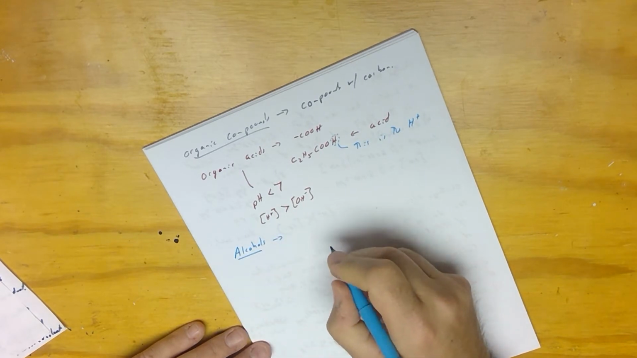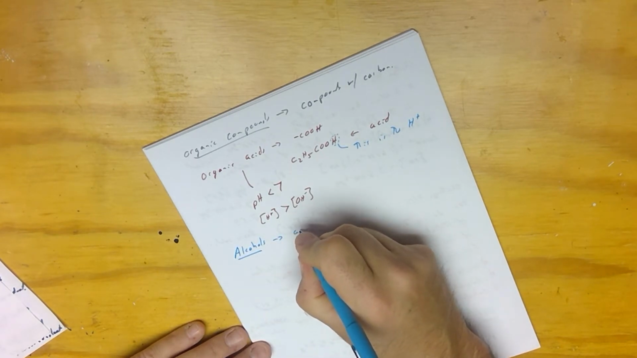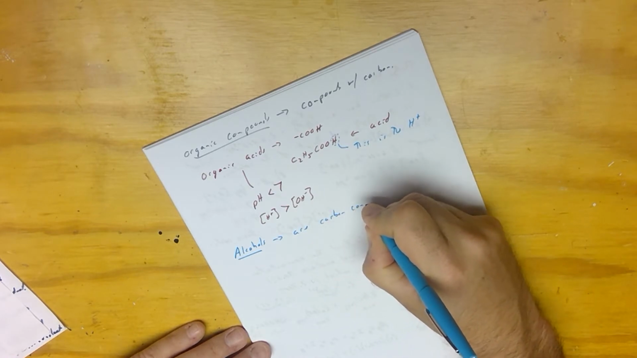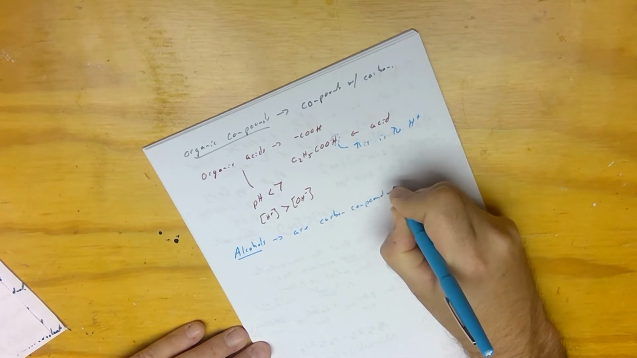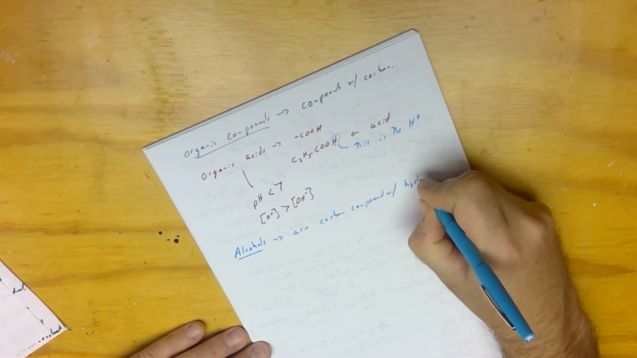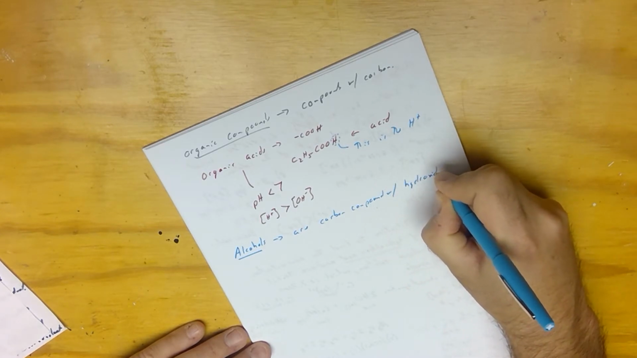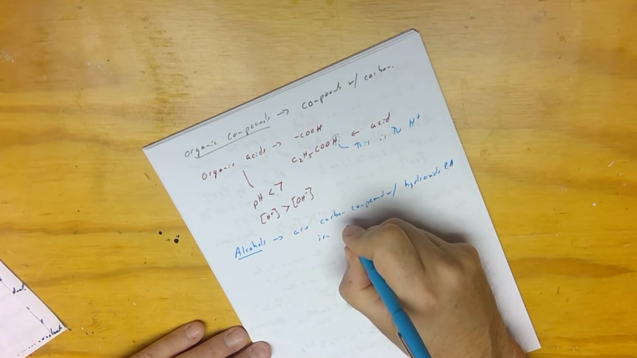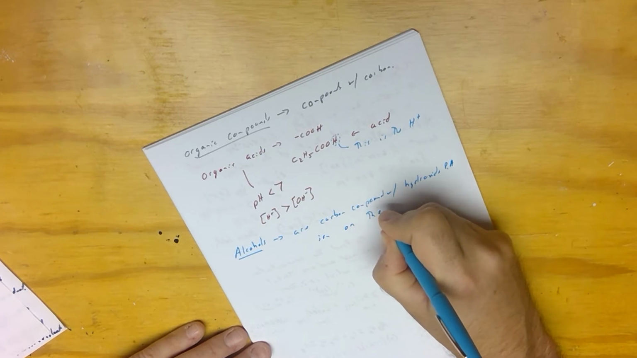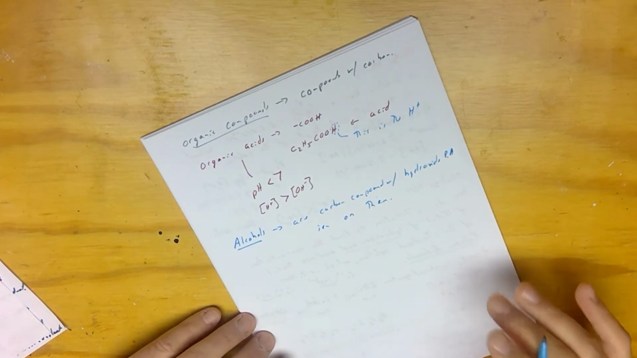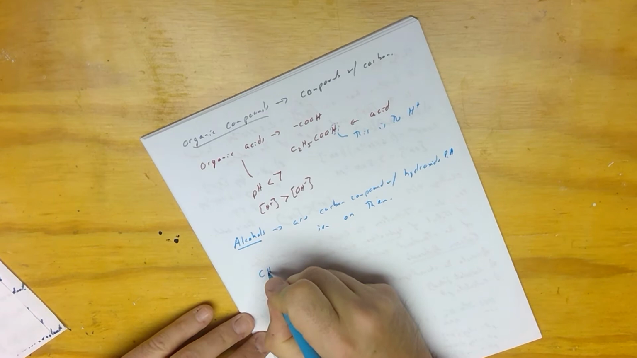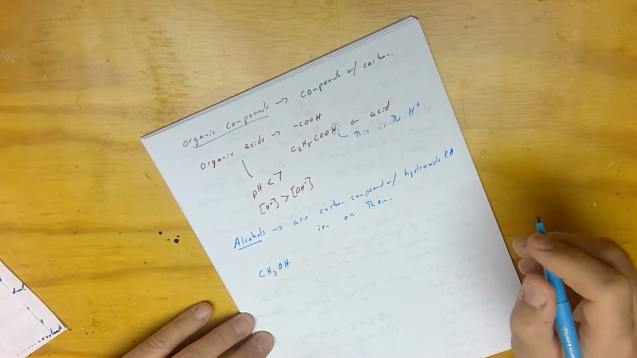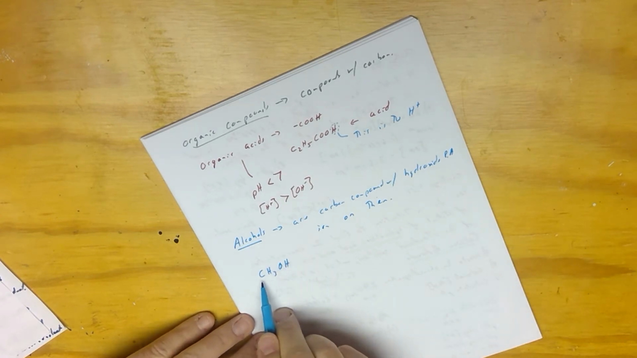And alcohols are carbon compounds with hydroxide polyatomic ions on them. Alcohols. So for example, CH3OH. So this is methanol. It's an organic compound. It's got carbon in it.